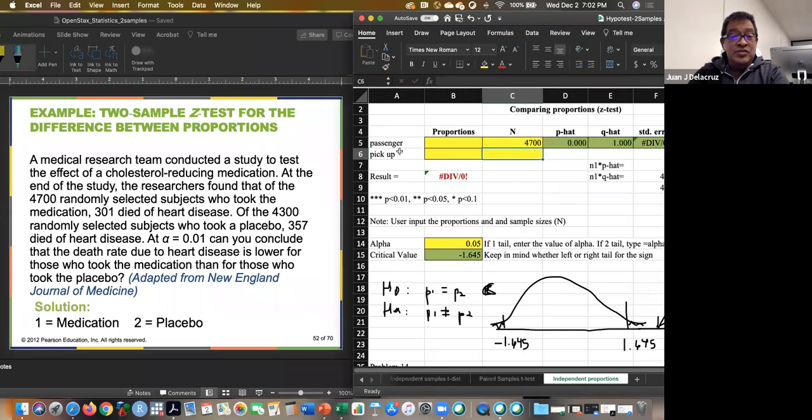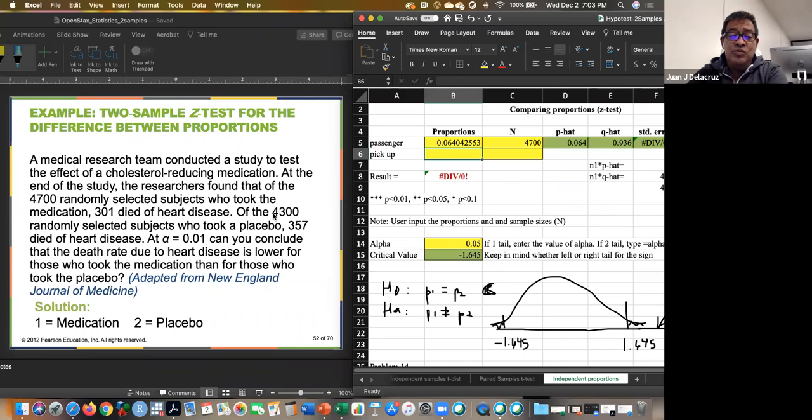In this case, we have a sample size in the first arm that is 4,700. Out of them, 301 died. But 301 is not a proportion. It becomes a proportion when I say 301 divided by 4,700, right? So that is my proportion. Only 6% of the people taking the pill died.